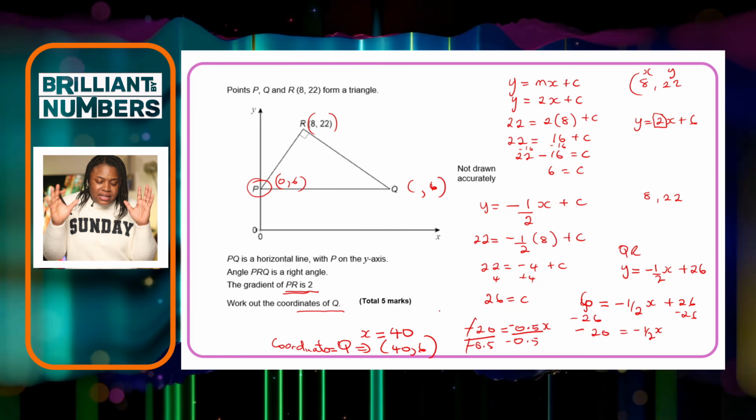Lots of information there, guys, but the 5 markers are the difference between a grade 5 or a grade 7 to 9. So you may have to play this over again, but make sure that you get it.